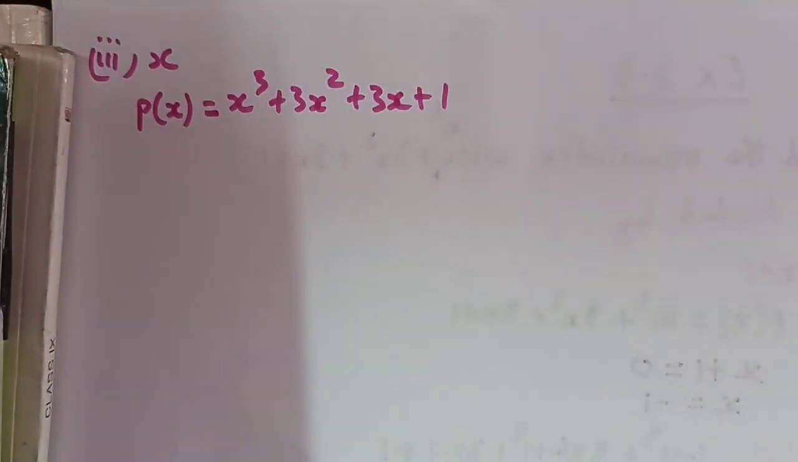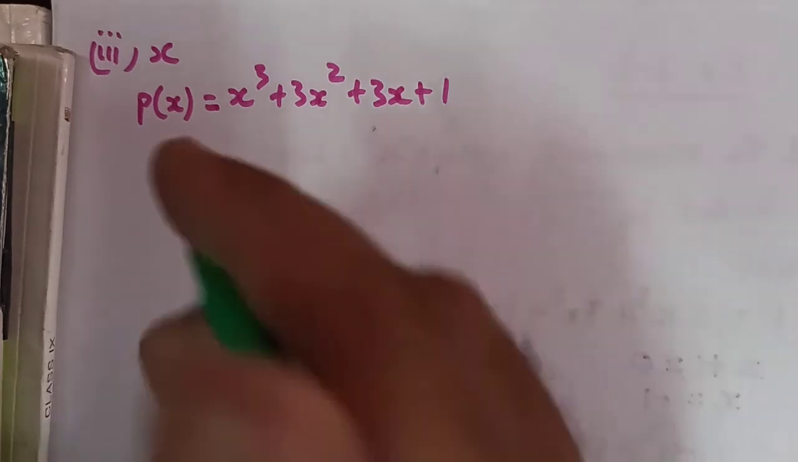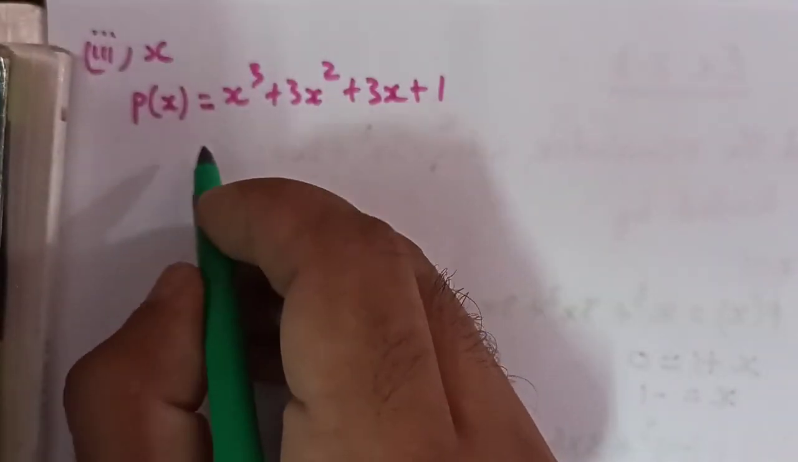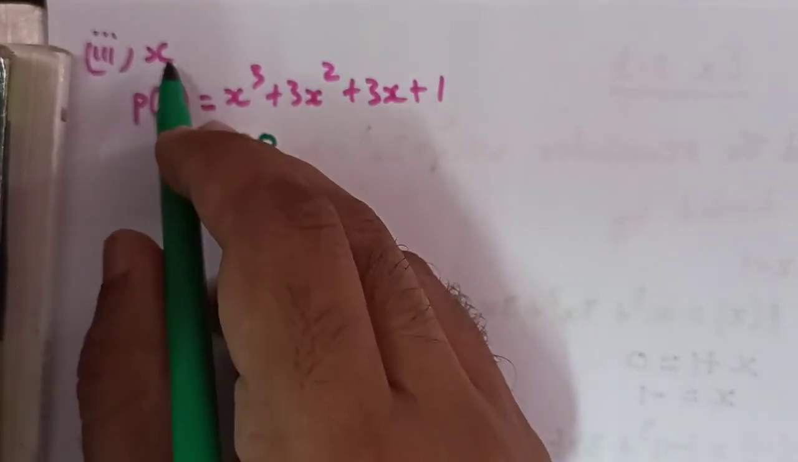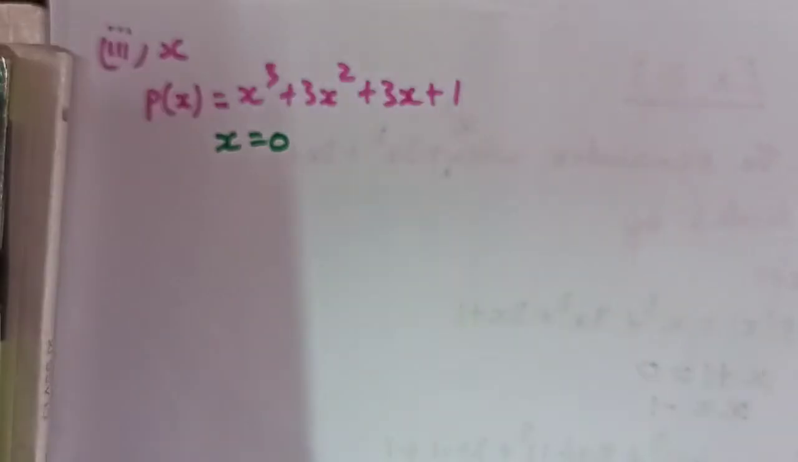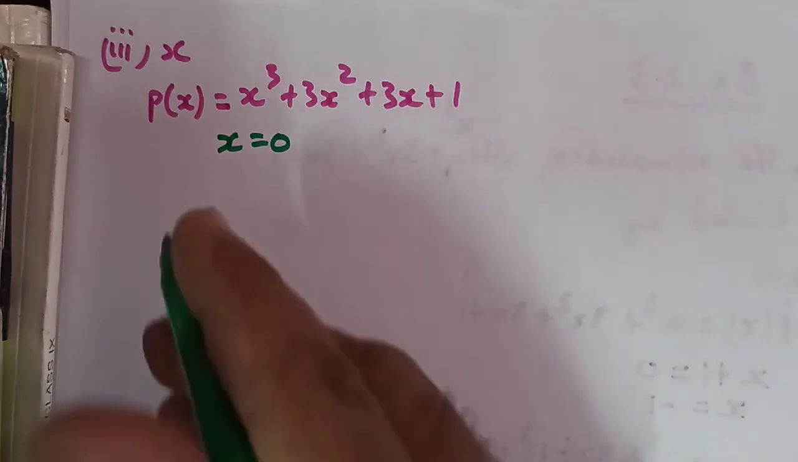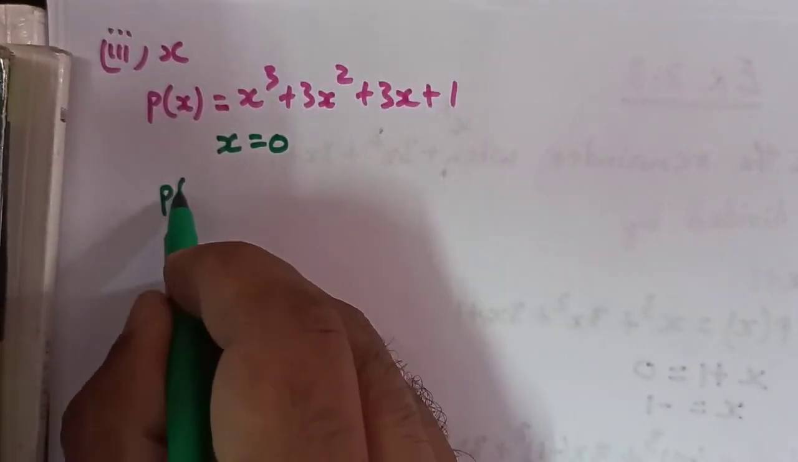Now in the third part, we are having the divisor polynomial as x. So simply we will equate the divisor polynomial x equals to 0, so x will be equal to 0. Now we have to find out the value of p(a). Here the value of a will be 0, so we have to find out p(0).